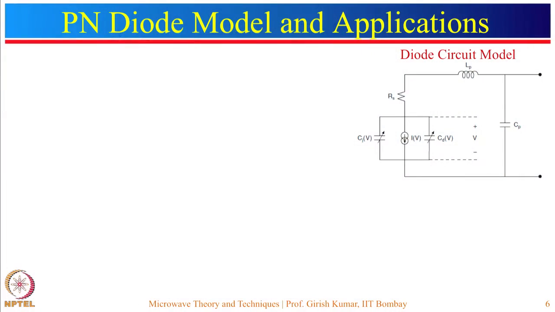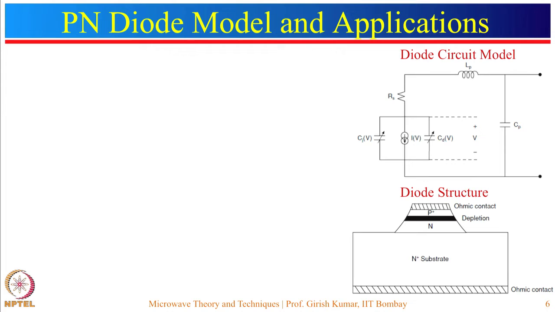So, the diode will be represented by a non-linear current source in parallel with two types of capacitance. One capacitance is the junction capacitance and the other one is the diffusion capacitance. Then this should be connected in series with the series resistor, which accounts for the losses in the depletion region. Now, this diode is to be packaged, so the packaging losses should also be considered. So, the CP capacitor is included to account for the packaging capacitance, and this LP is considered here to account for the bonding wire inductance.